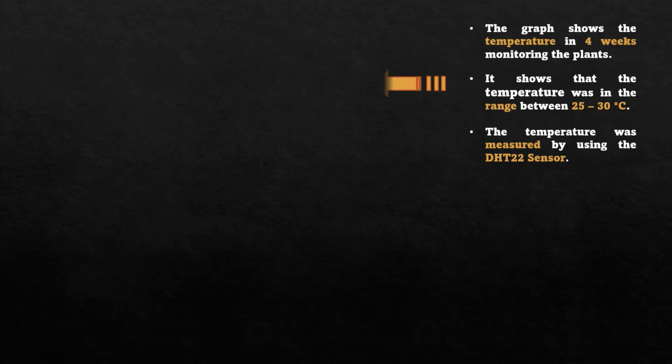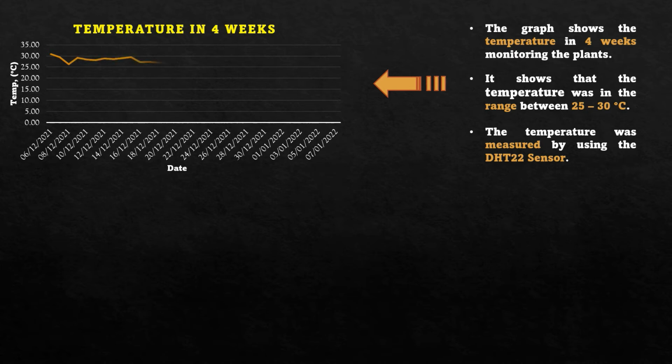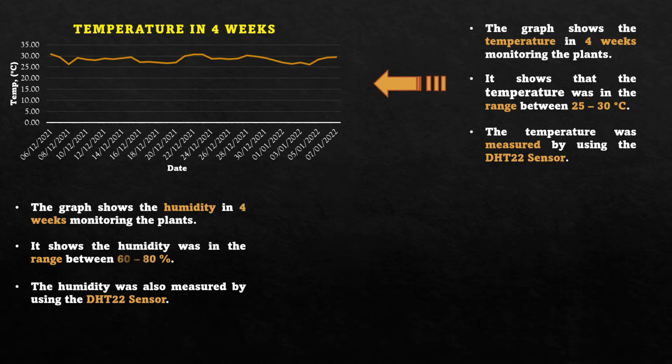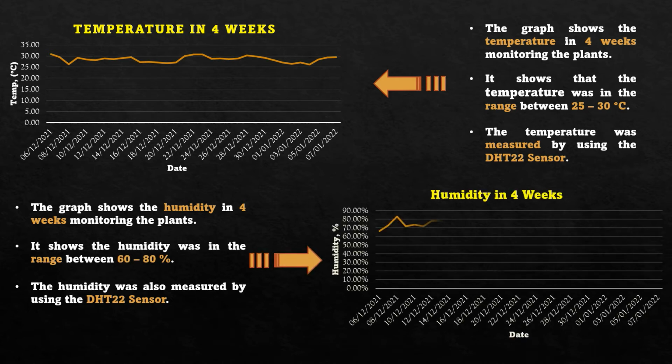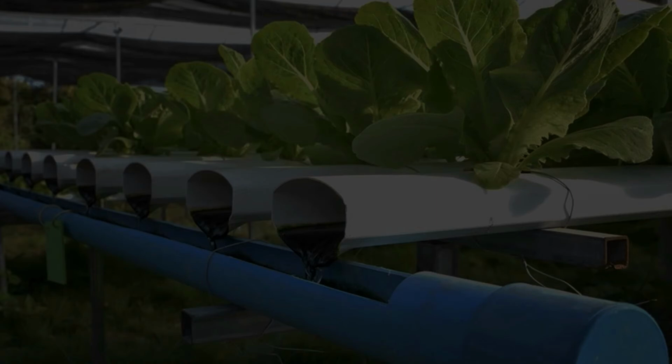The graph shows the temperature in 4 weeks of monitoring the plants. Based on the graph, the temperature was in the range between 25 to 30 degrees Celsius. The temperature was measured by using the DHT22 sensor. The next graph shows the humidity in 4 weeks of monitoring the plants. It shows that the humidity was in the range between 60 to 80%, and the humidity was also measured by using the DHT22 sensor.